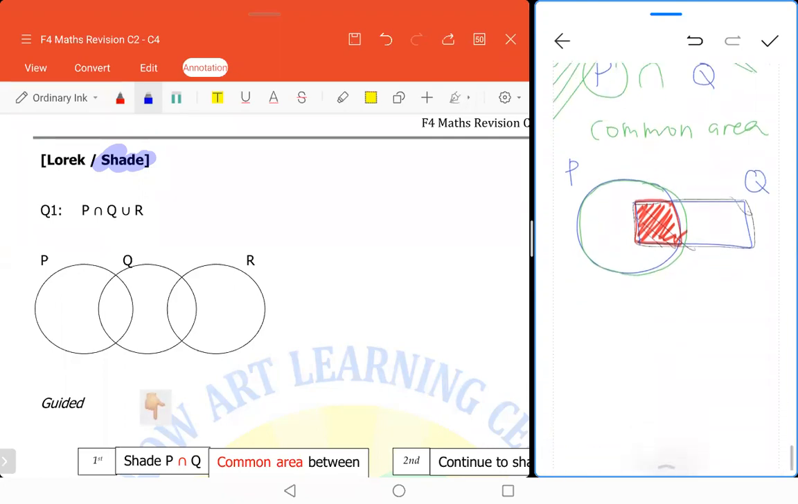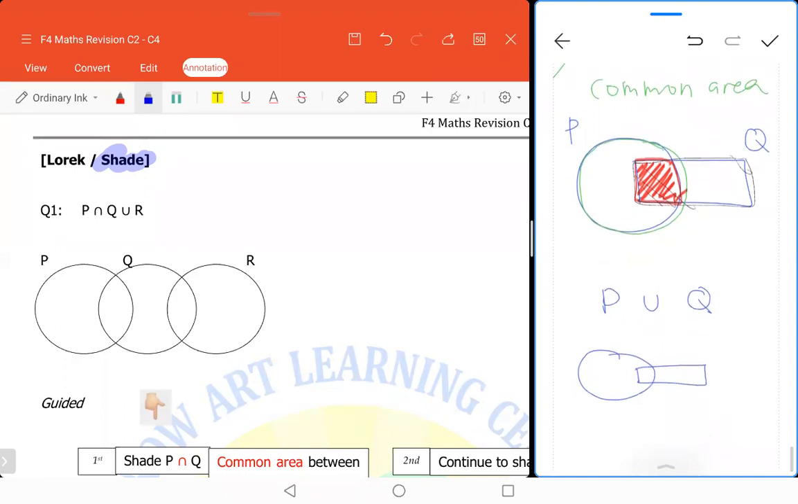Whereas if it's union, it means you take all, plus, you want each and everything all together. So what we do is we shade all with the same line. So P, Q. Shading P first. This is all P. Then again Q, shade all Q. So all the area that you are shading is the answer you want. So just leave it like this.